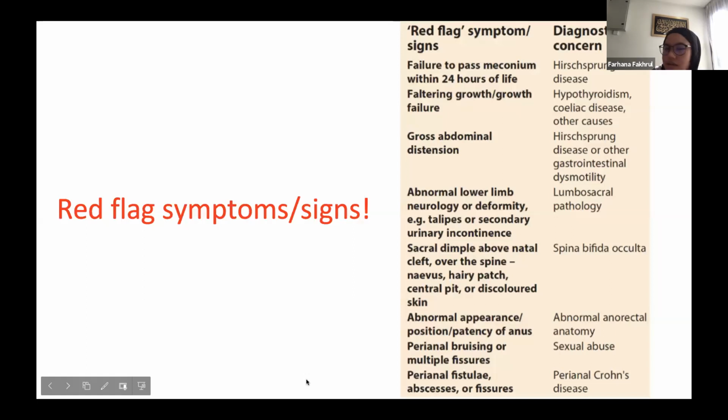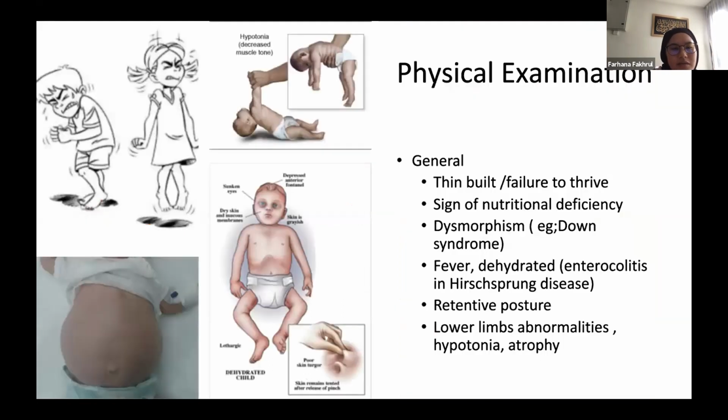So these are the red flag symptoms or signs that you need to find in case a child has constipation. Most of these symptoms have already been explained in the slide earlier. This is mostly to find the organic cause of constipation because we don't want to find it too late, as it would be detrimental for the health of the child. For the physical examination, firstly we look at the build of the child, whether he's thinly built, whether there's failure to thrive or nutritional deficiency, and whether there's dysmorphism such as Down syndrome. Also see if the child has fever or is dehydrated, and if the child is in retentive posture with lower limb abnormalities, hypotonia, and atrophy.